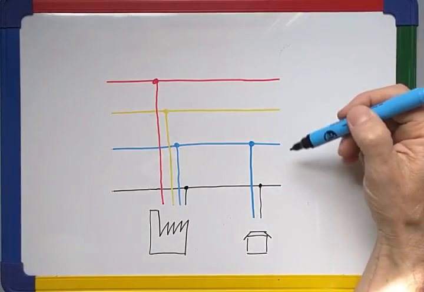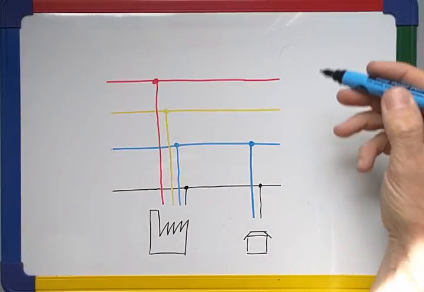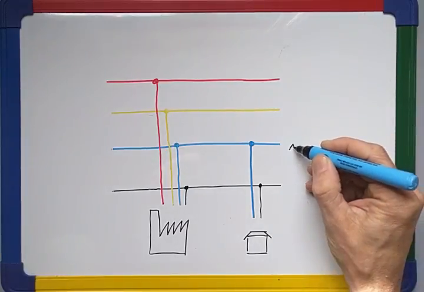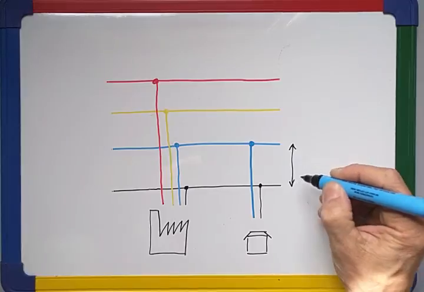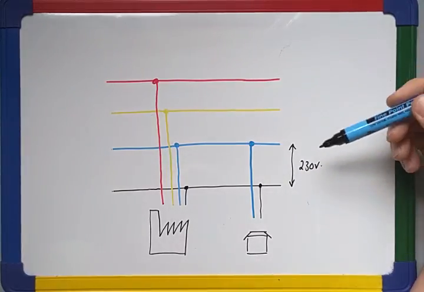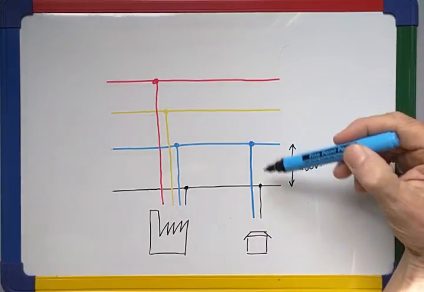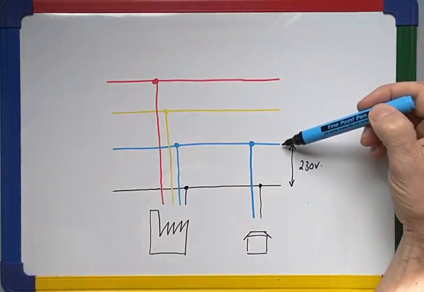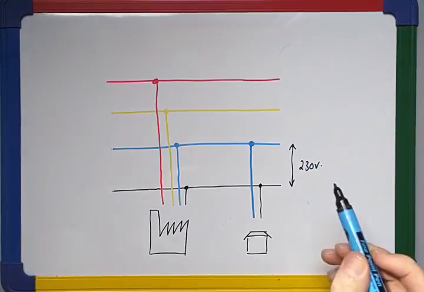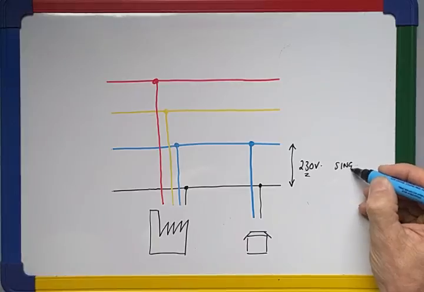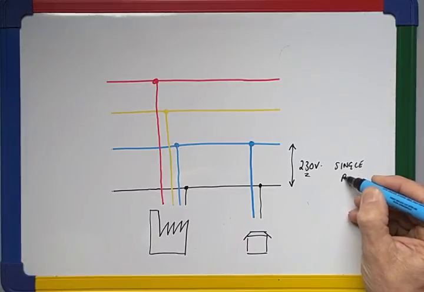Now there are different voltages available depending on where you make your connections here. So between a single phase and neutral we have 230 volts, and that won't matter whether you come off the blue or the yellow or the red. If you measure between any of the phases and neutral, you've 230 volts. So this is the single phase voltage.